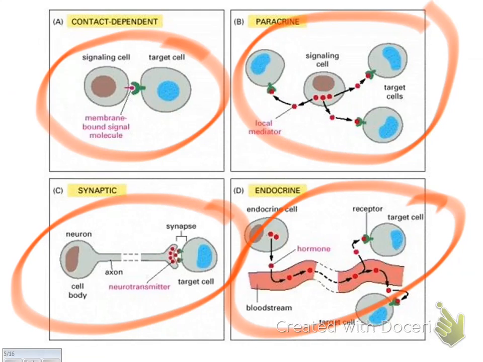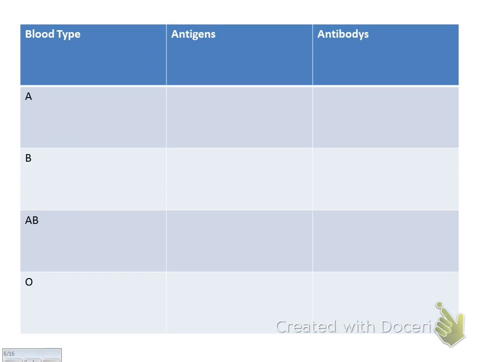Okay, the next part of the notes talks about self-tolerance and AB blood types. So look at this picture with me. We're actually going to fill it out together. Okay, so somebody with A-type blood has a cell membrane on their red blood cells that has A antigen. What is an antigen? Somebody know what that is?